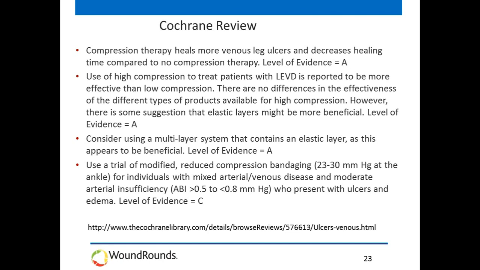And consider a trial of modified reduced compression bandaging, 23 to 30 millimeters of mercury at the ankle, for individuals who may have a mixed arterial venous component, moderate insufficiency, where your ABI is between 0.5 and 0.8, if they present with ulcers and edema.